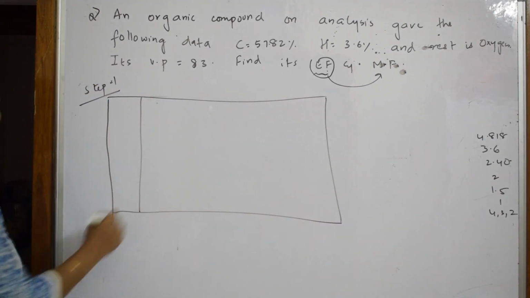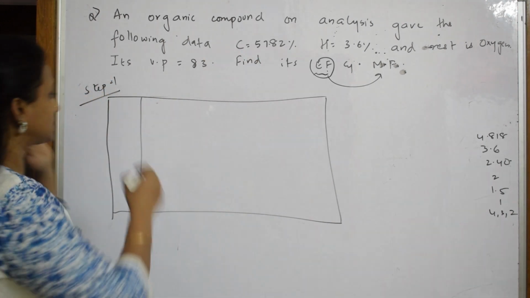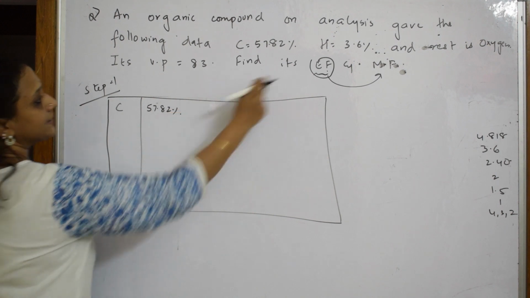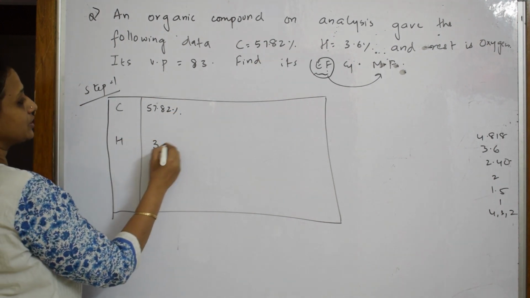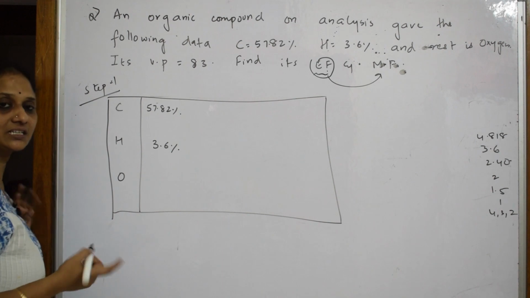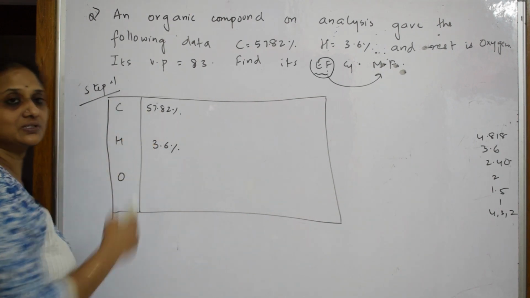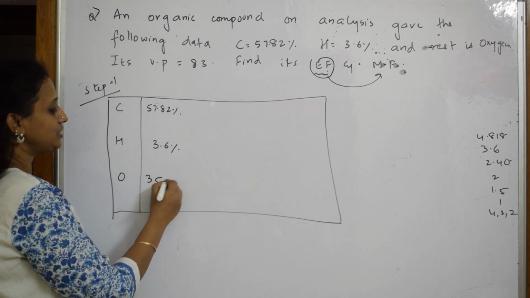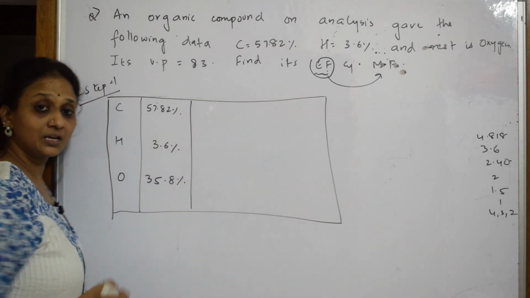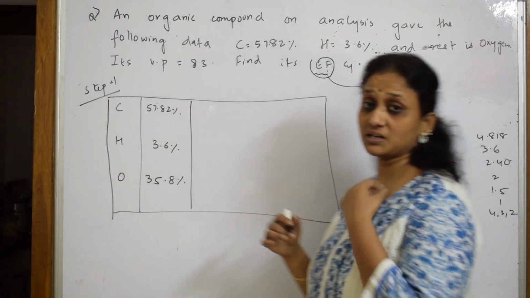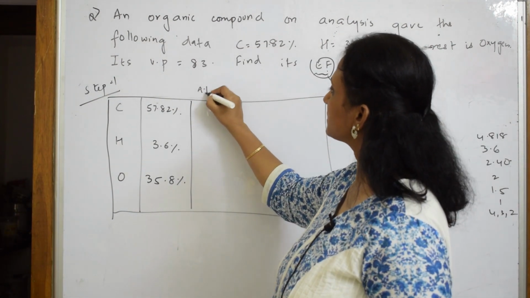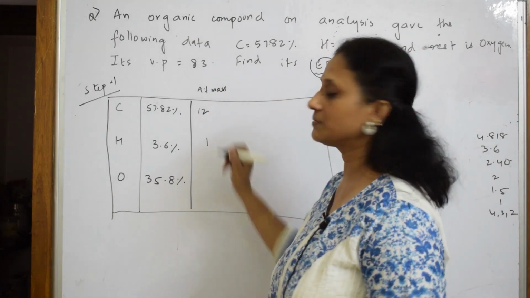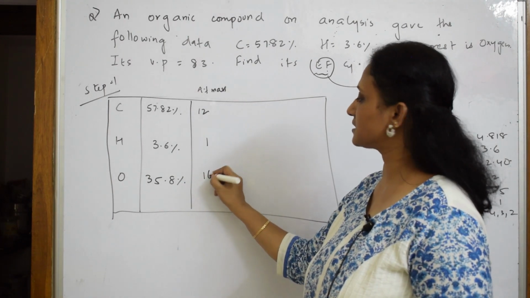In the first step, what will I write? I'll note the elements. First, carbon, 57.82. Next, hydrogen, 3.6%. And oxygen is the rest. That means 57.82 plus 3.6, that total minus 100. How much do I get? I get 35.8%. After this, I'm going to write the atomic masses of all. For carbon it is 12, for hydrogen it is 1, for oxygen it is 16.